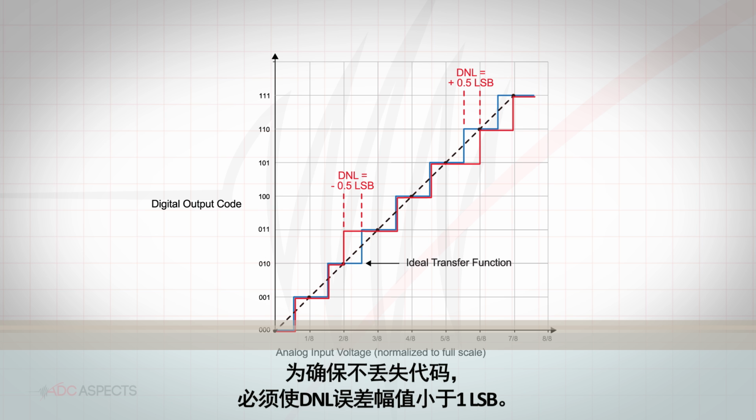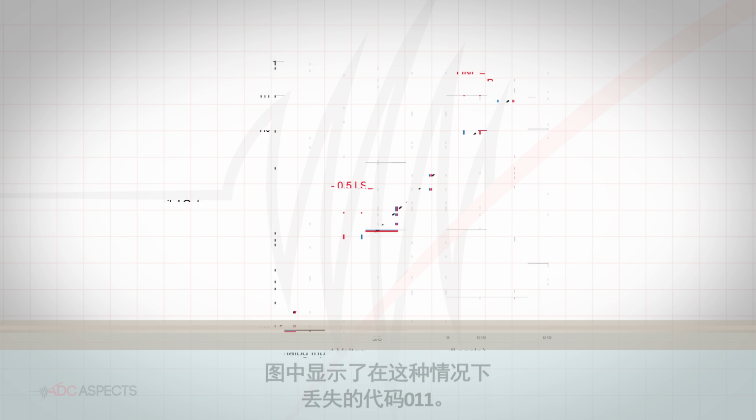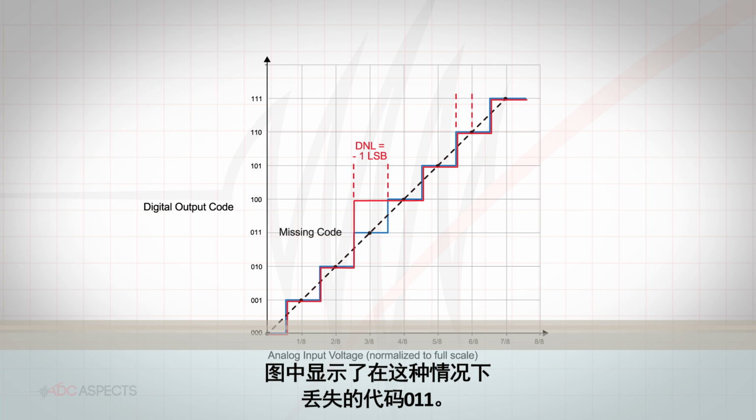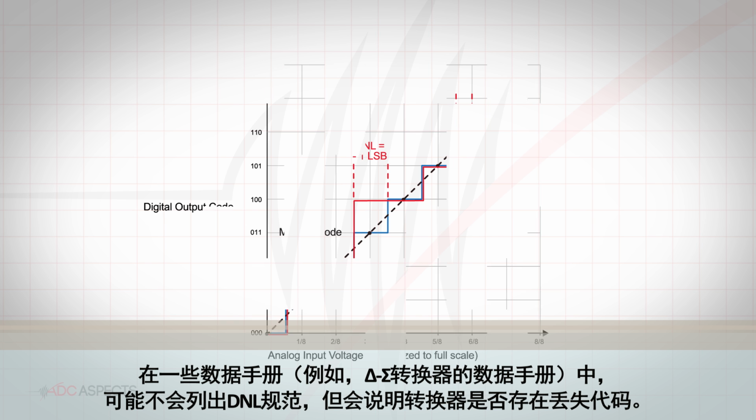It is important for the DNL error to be less than 1 LSB in magnitude to guarantee no missing codes. Missing codes are output digital codes that are not produced for any input voltage due to large DNL error. The figure on screen shows code 011 missing in such a case. Some datasheets, such as those for delta sigma converters, may not list a DNL specification, but will state whether or not the converter has no missing codes.